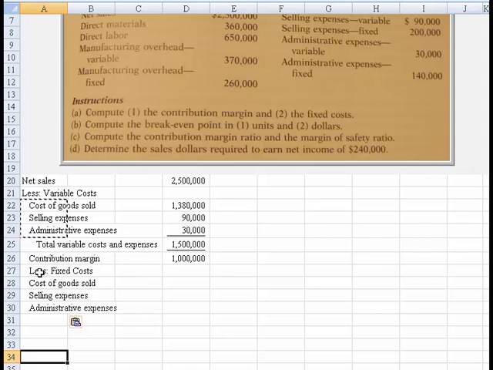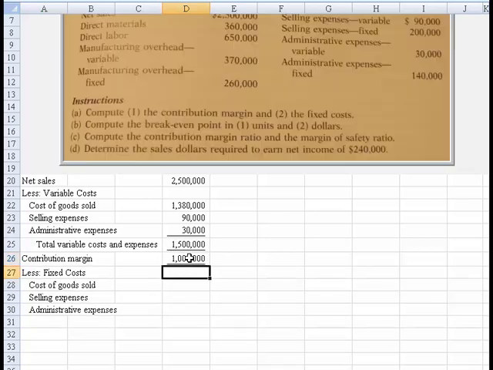Okay, we'll move this back. I think I'll move this one back as well. We'll underline this for now. And the fixed costs, the cost of goods sold that were fixed cost, are the manufacturing overhead of 260,000. The fixed cost portion of the selling expense was 200,000. And we need to format that. And the administrative expenses were 140,000.